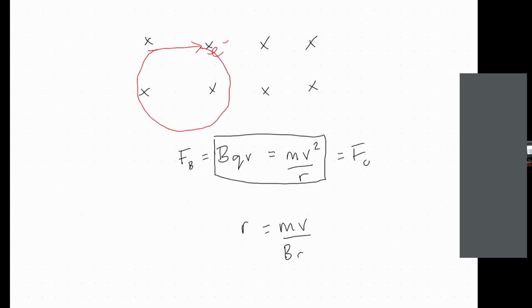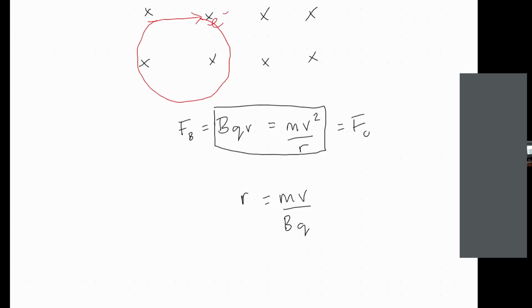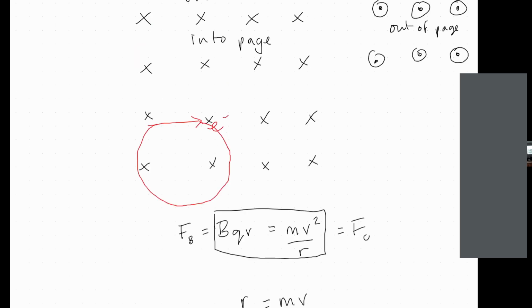You can see that the radius of the circle depends on the mass of the particle, the velocity of the particle, the strength of the magnetic field, and the charge. All of those things affect the radius. I just want you to be aware that that derivation is just two lines. It's really simple, but it will come up.